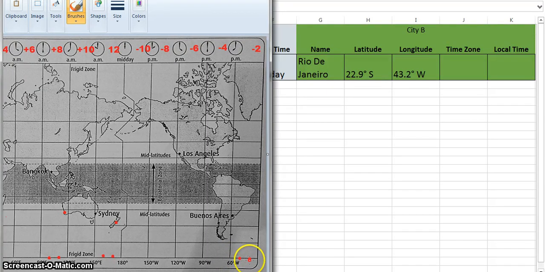We can split this into thirds, so we have our 40 degrees west and 50 degrees west and 60 degrees west. So our spot is 43 degrees west, so we'll just come up just a little bit past 40 degrees west, and we will look for this intersecting line which is just above the Tropic of Capricorn.